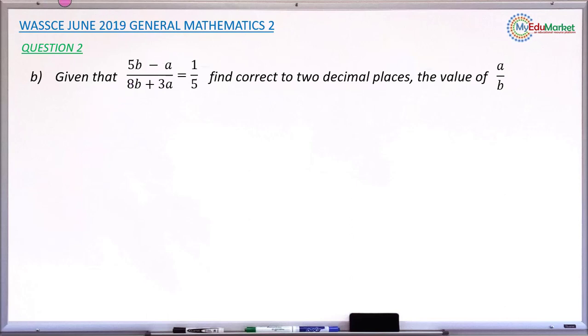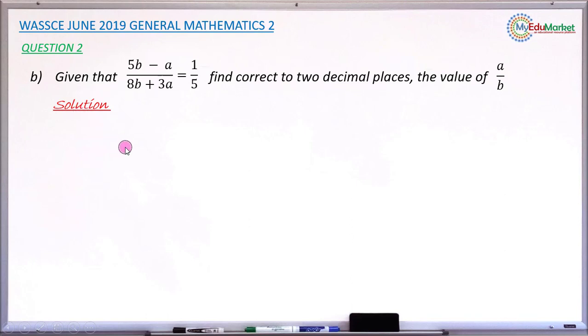This is WAEC June 2019 General Mathematics Paper 2, and we are answering question number 2b. The question reads: given that (5b − a)/(8b + 3a) = 1/5. This is an equation involving algebraic fractions. The question asks us to find, correct to two decimal places, the value of a/b. So this is what you are asked in this question. Let's attempt to answer it together.